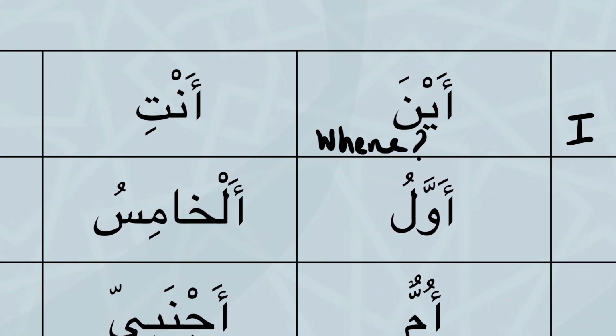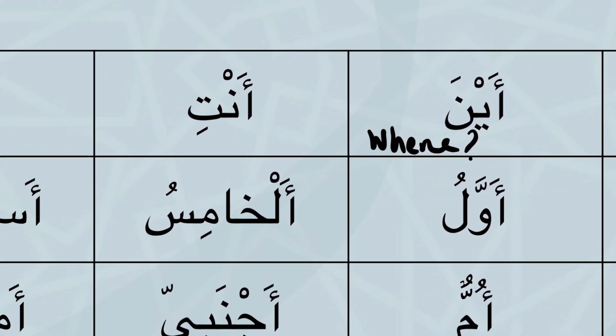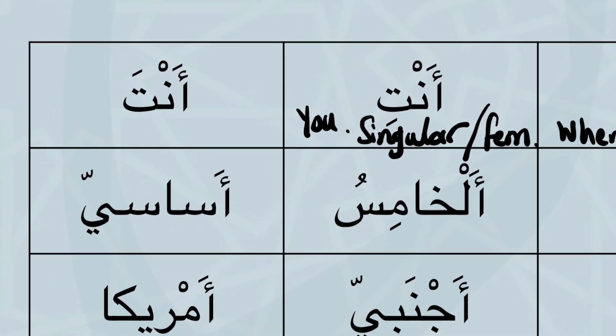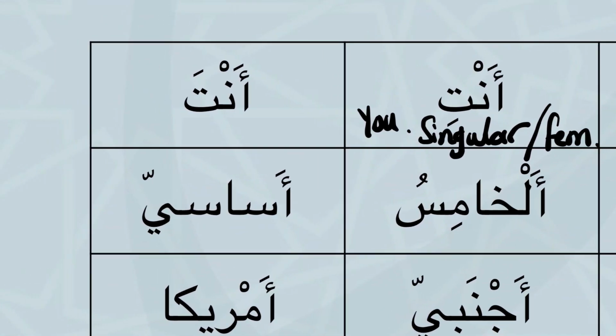Again, hamza with fatha, noon sakina with sukun, and the ta has kasra. Anti. You. And this has to be singular and feminine. So I'm addressing one lady and I call her anti. You are, or you. Anta.